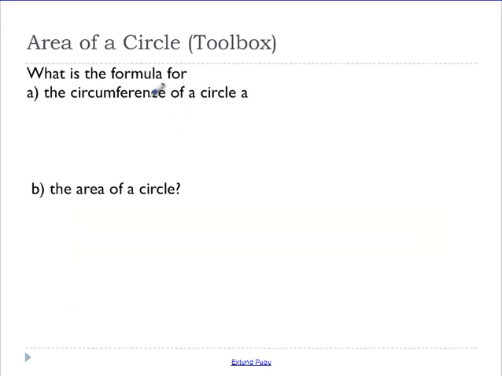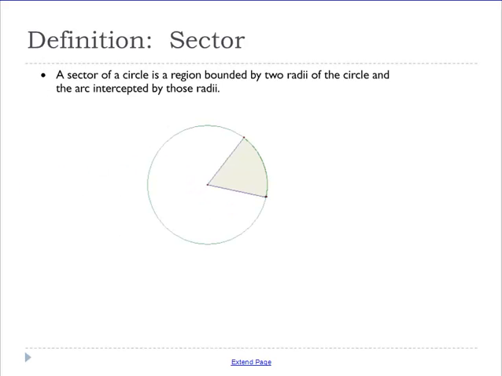So area of a circle. The formula for circumference, you should know already, 2 pi r. That's easily confused with the area formula because it uses the exact same symbols, pi r, but instead r is squared instead of multiplying by 2. These get mixed up more often than any other formula. You have to make sure you know which one you're using and when.